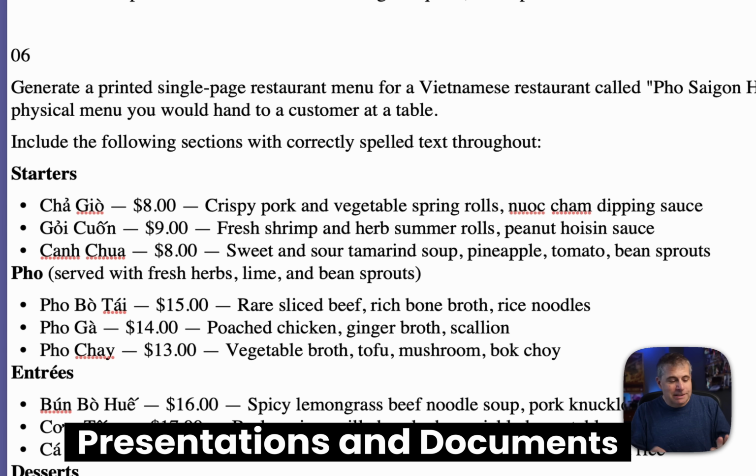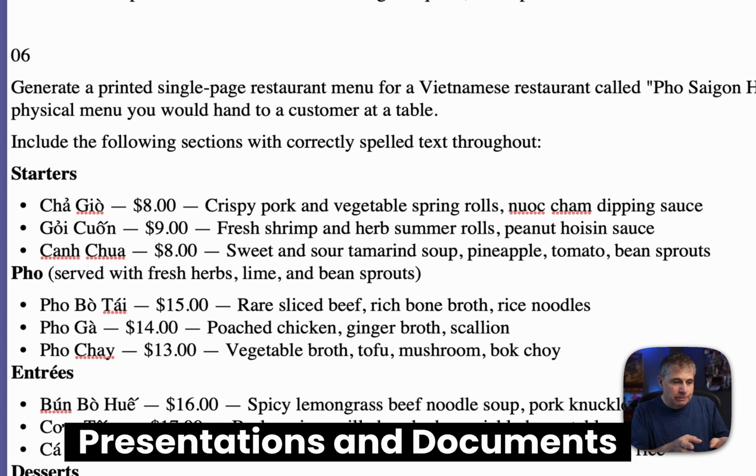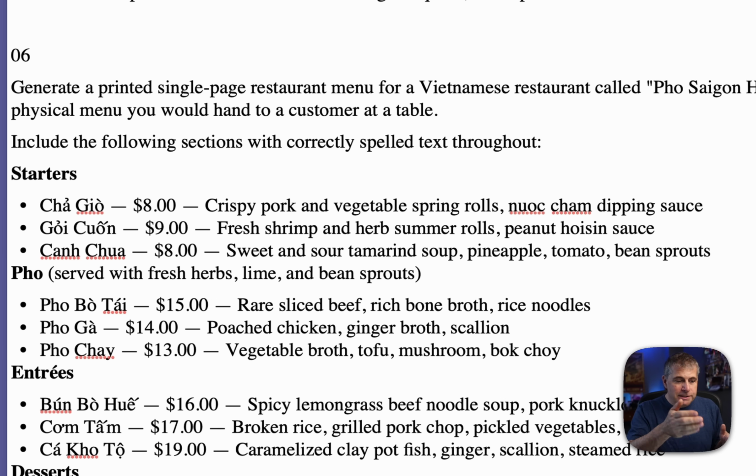I went to school for graphic design, so this one particularly blew me away. So I said, generate a printed single-page restaurant menu for a Vietnamese restaurant called Pho Saigon House. The menu should look like a real, professionally printed physical menu you would hand to a customer on a table. Now, I didn't ask it to give me something you could hand off to get printed, but I wanted it to look like a real menu. So you could put this on the restaurant website, for example.